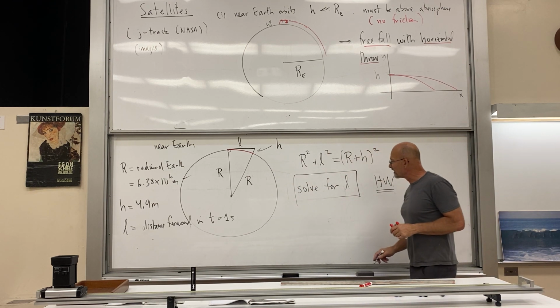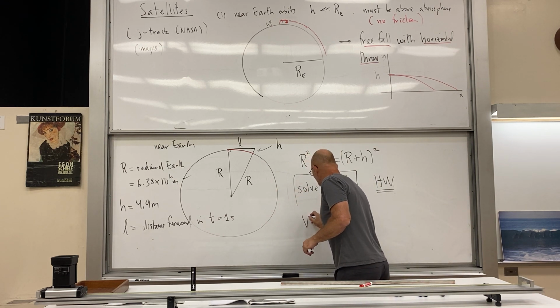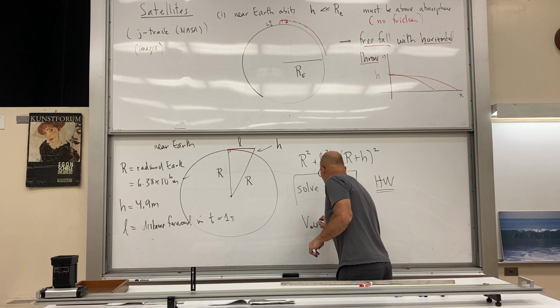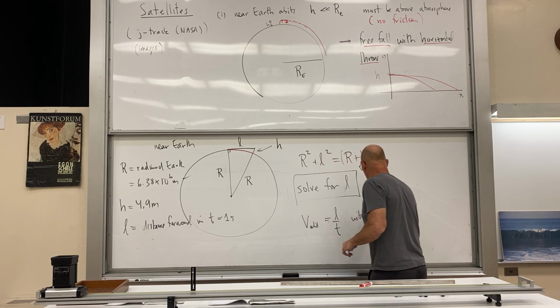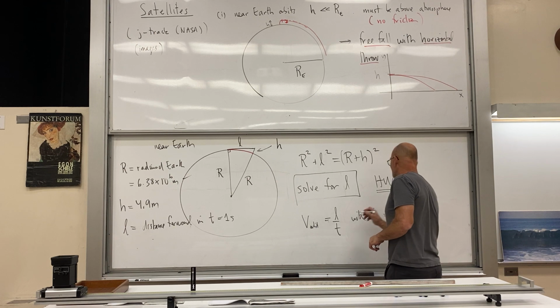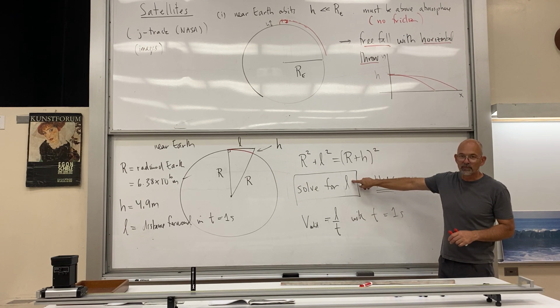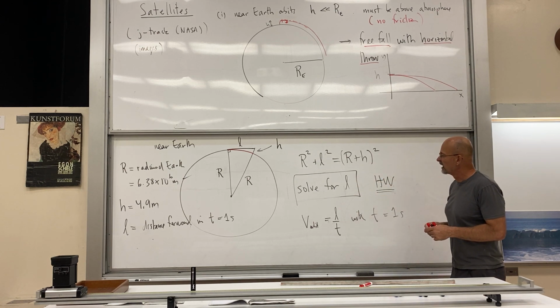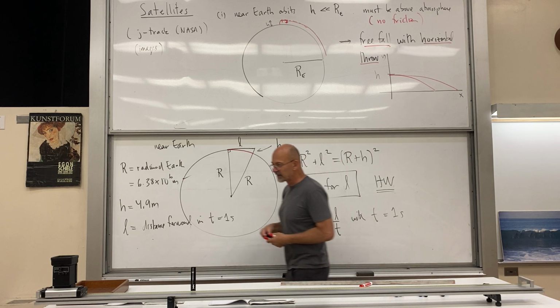And what is L? It's that distance, so v orbit equals L over t, with t equals 1 second. So v orbit will be this many meters per second. Okay, you guys give that a try. We'll be back to work on it together.